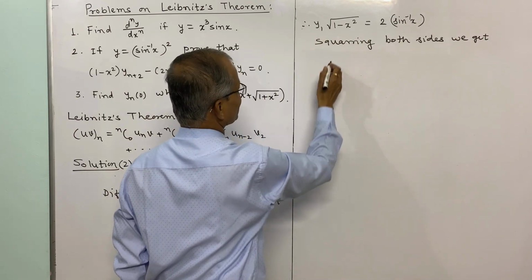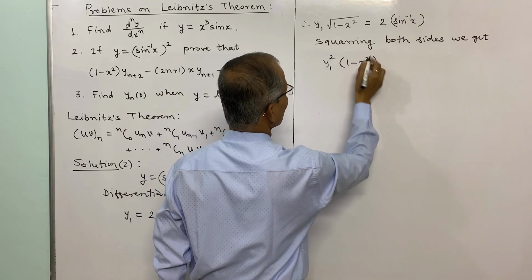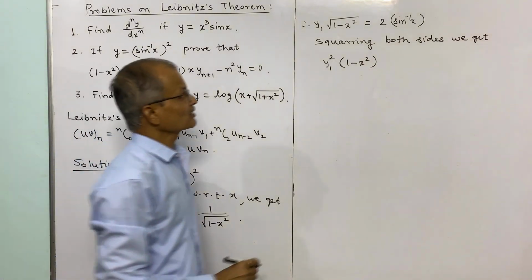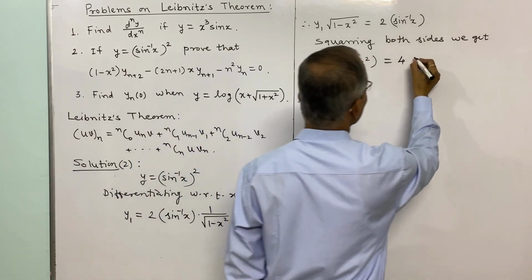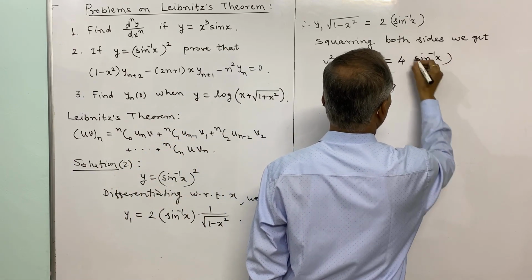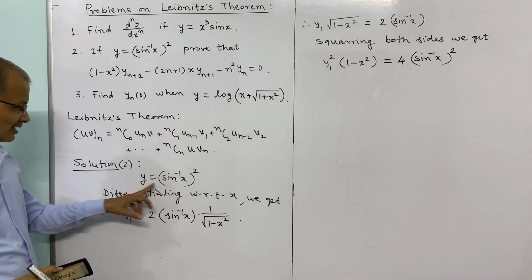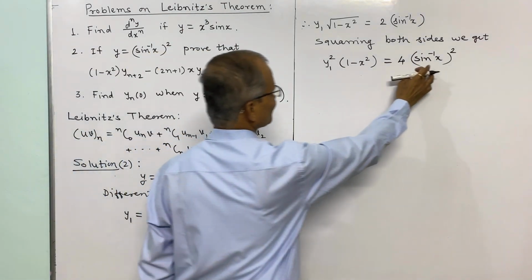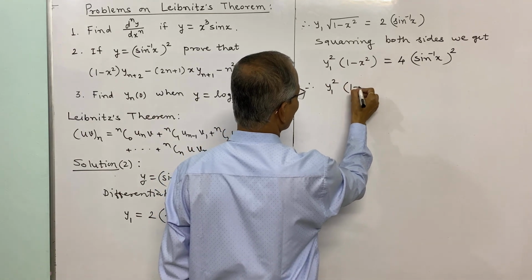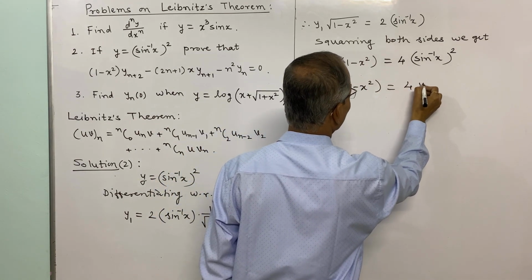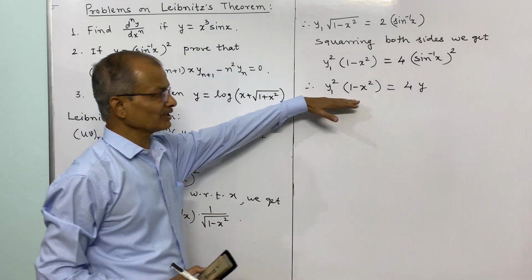Now see, the square on the left side will be y1 square, and the square of this term under root is eliminated, so it will be only 1 minus x square. And the square on the right side, square of 2 is 4, and this is square of sine inverse x. But you see, what is the square of sine inverse x? It is again y, and therefore we write this value as y, and that means we obtain the functional equation as y1 square into 1 minus x square is equal to 4y. Sine square of sine inverse x is y. So this is the equation that we have obtained.